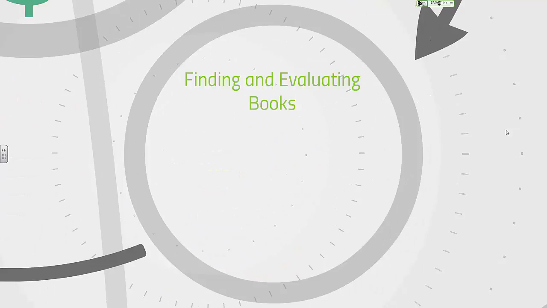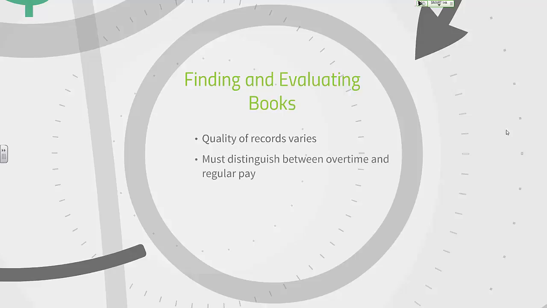Next, finding and evaluating the books. Employers' quality of record keeping varies. One of the problematic areas is to distinguish between overtime and regular pay. Since overtime pay is generally higher, it shouldn't be classified the same way as regular pay in terms of exposure. Bonuses and commissions are typically included in the calculation of payroll, but severance pay is generally not included.